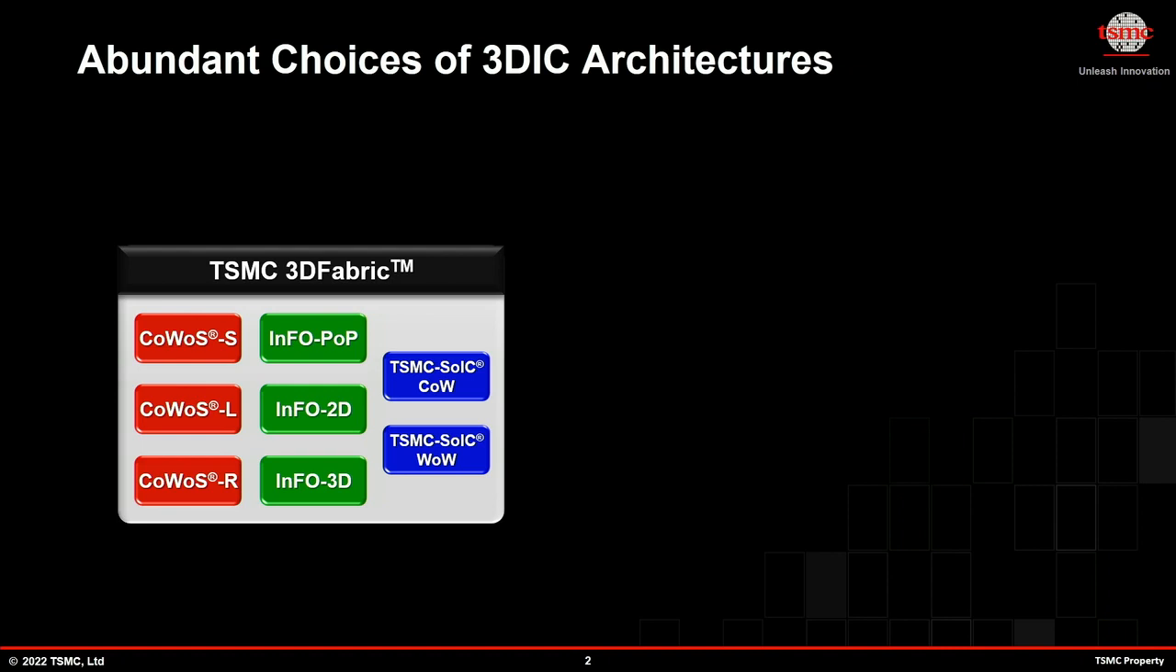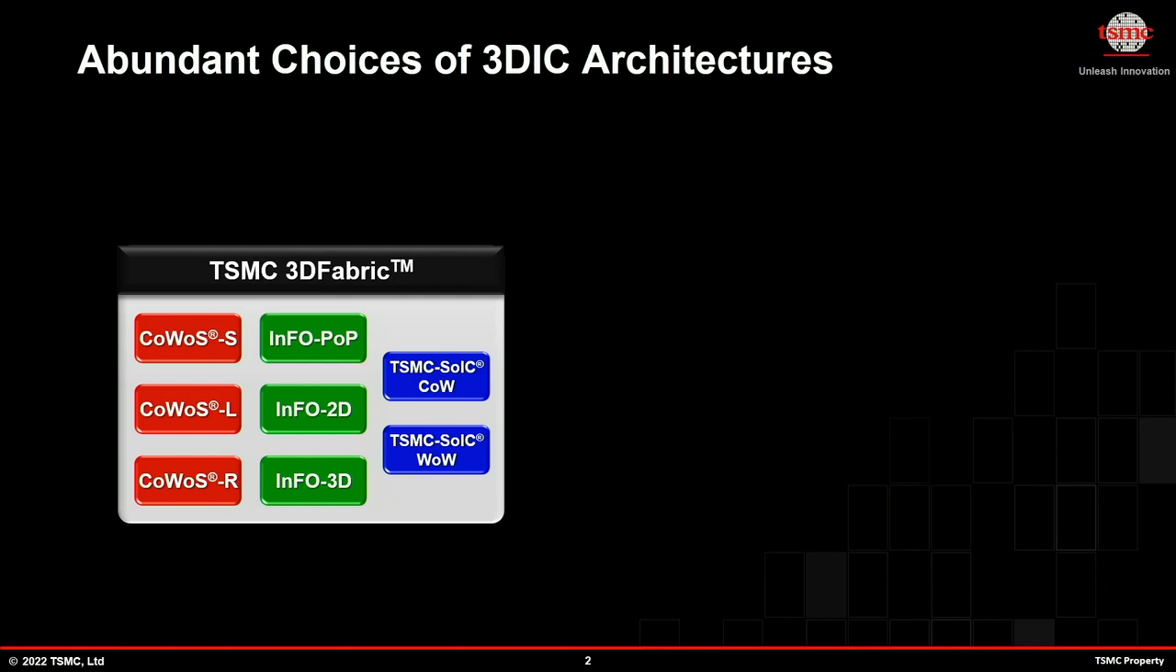That is the goal. And on the InFO side, we have the very successful InFO-PoP offerings that have already been used in your cell phone applications, in many mobile applications. And from InFO, we introduced InFO 2D, and now we have InFO 3D. On the SoIC side, which is our front-end vertical stacking of System on Integrated Chips, we have the chip-on-wafer, the CoW, and the WoW offerings. So on the left-hand side, we have a lot of 3DIC offerings, and it's growing.